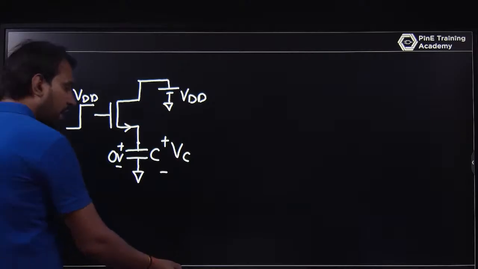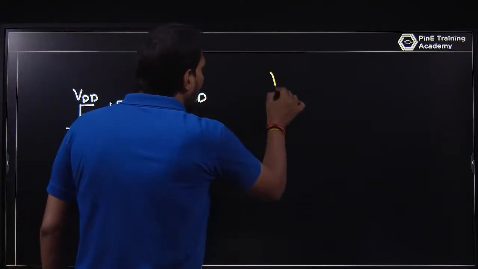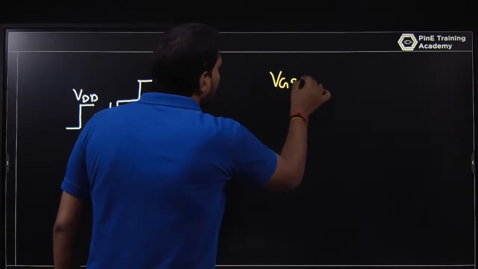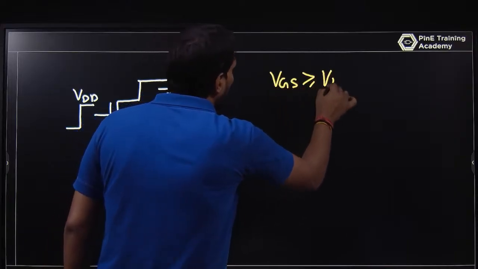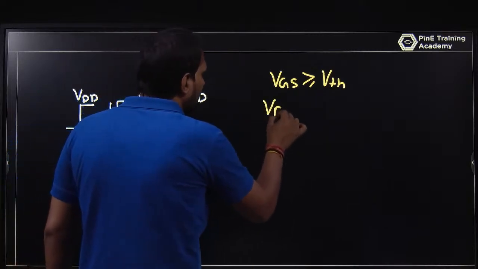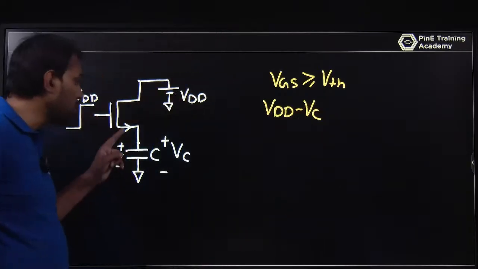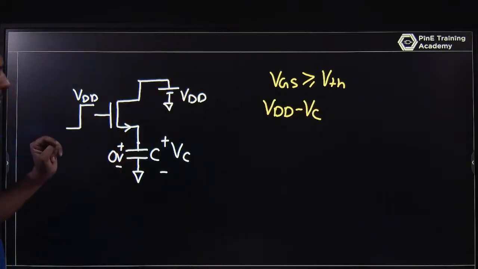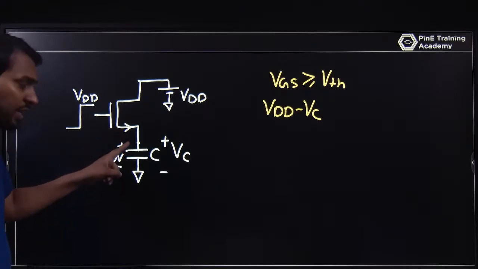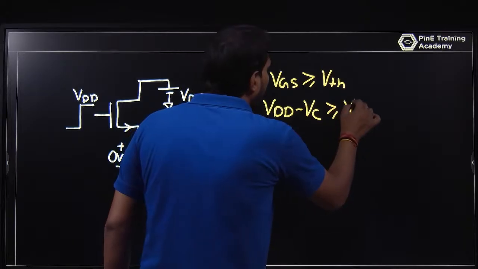So the basic condition of the MOSFET is that VGS is greater than or equal to VTH. The gate voltage is VDD. The source voltage is VC, not 0. Here the source voltage is the capacitor voltage, so VGS = VDD minus VC must be greater than or equal to VTH.